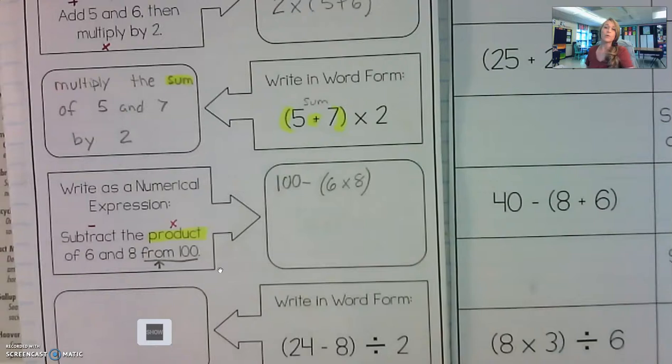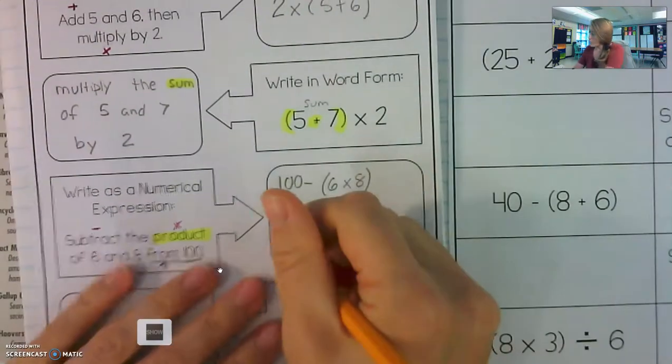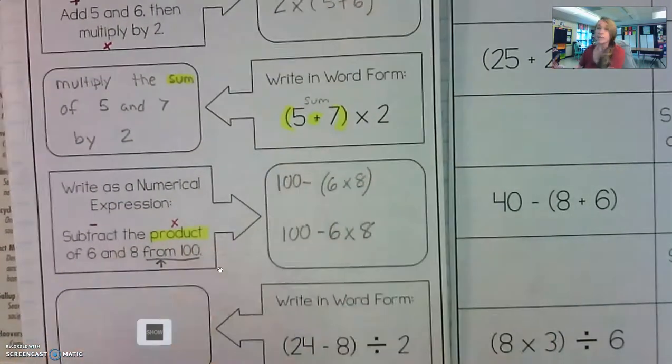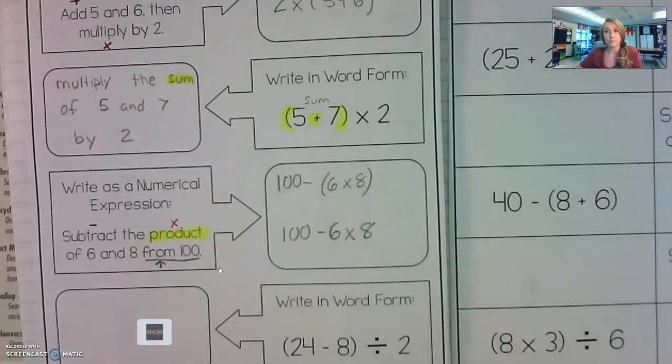Now, we put parentheses around the 6 times 8, but let me ask you this question. Do we need them? Do we need the parentheses? If I wrote it without the parentheses, does the problem change? What do you think? Well, let's use order of operations.